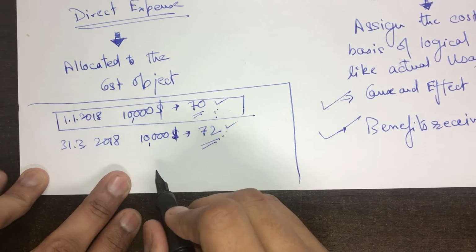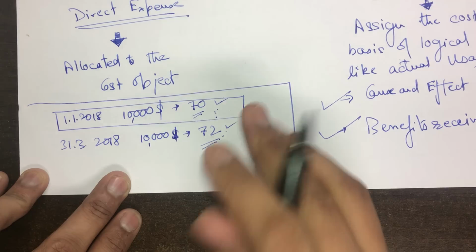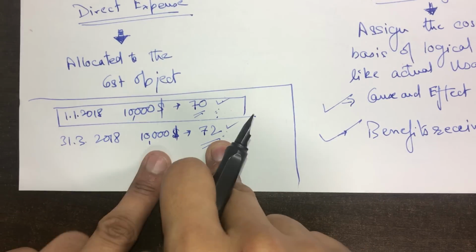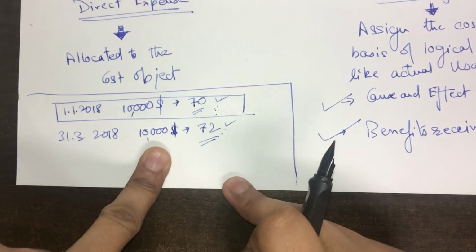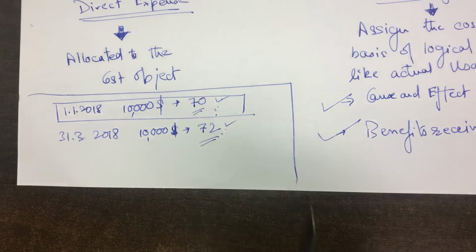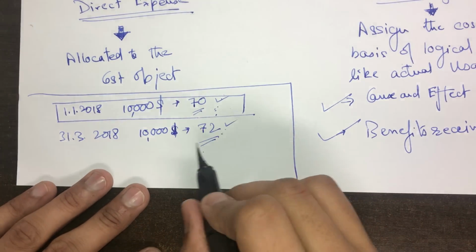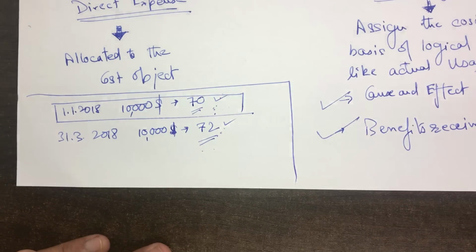Despite the fact that you have to pay 72 at a later stage, which is okay, you incur a loss of 2 multiplied by 10,000, that is 20,000 rupees. You incur a loss on this aspect, but this loss should not be taken into the cost sheet, and this loss should be considered as financial loss and hence taken to the costing P&L account.